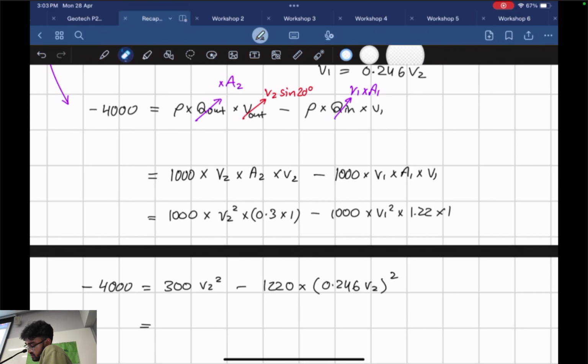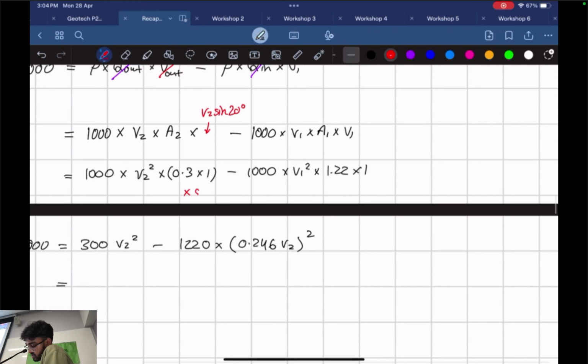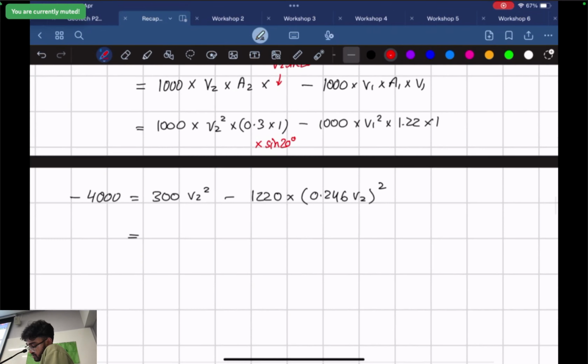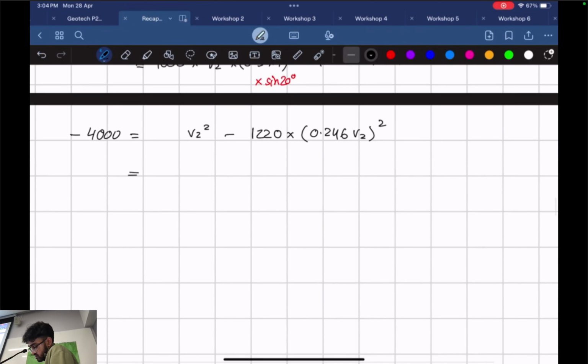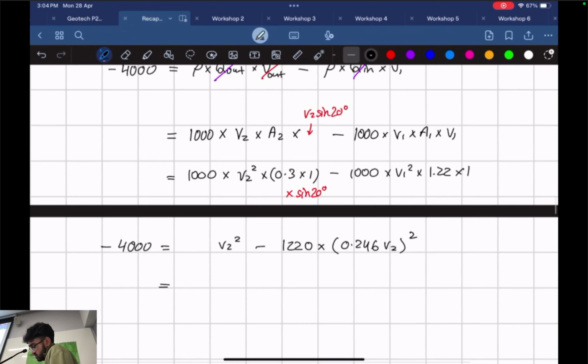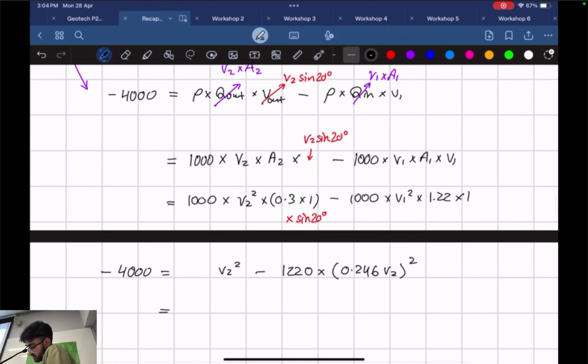And same thing over here. This should just be V2. So over here, I should actually have a V2 sine 20 degrees, and I should also multiply down here by sine 20 as well. So this does not become 300. Instead it becomes 0.3 times 1000 times sine 20. Sine 20 all squared, sorry. All squared.